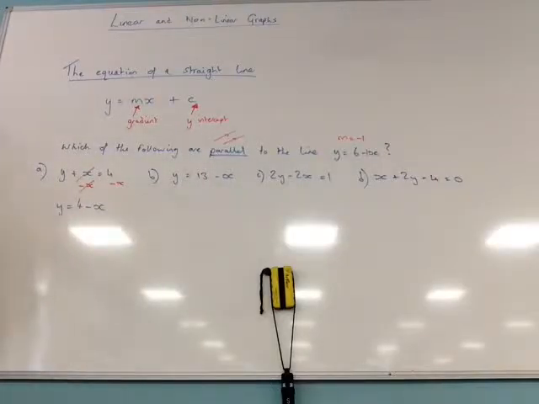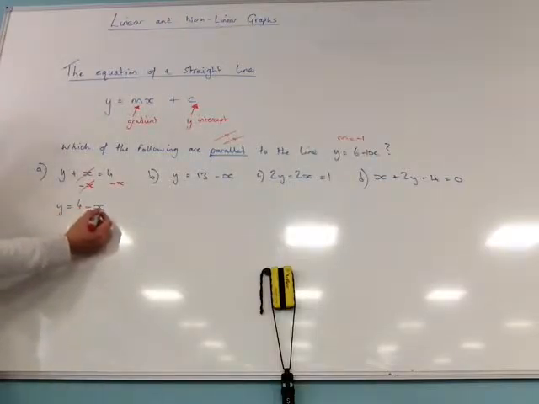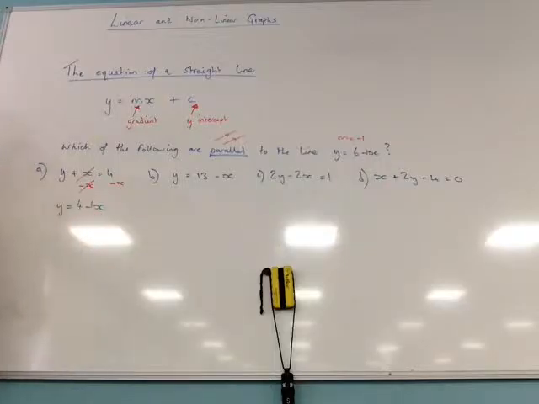Now that is in the correct form, I can look for the number that is in front of the x to tell me what the gradient is. And the number in front of the x here, again, is minus x, which I know is minus 1x. So this gradient here is minus 1, which means A is parallel to the question line. Okay, let's keep going. Let's look for B.